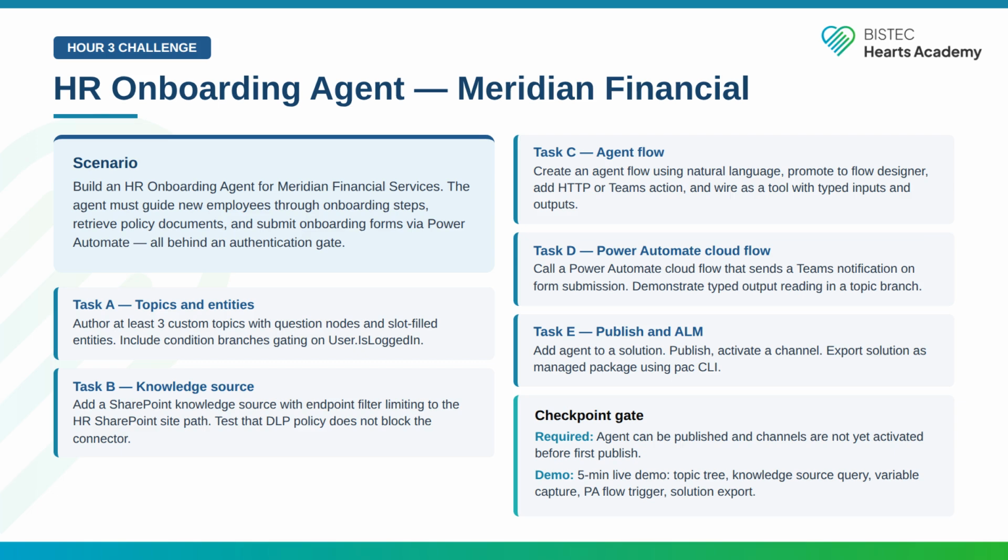Task D requires calling a Power Automate cloud flow that sends a Teams notification on form submission. After the flow call, demonstrate reading typed output from the flow in a topic condition branch.